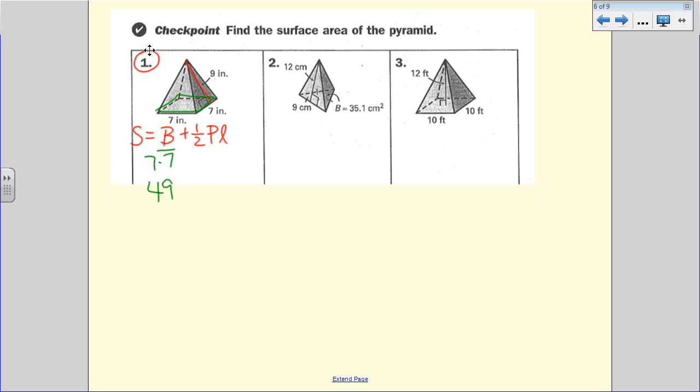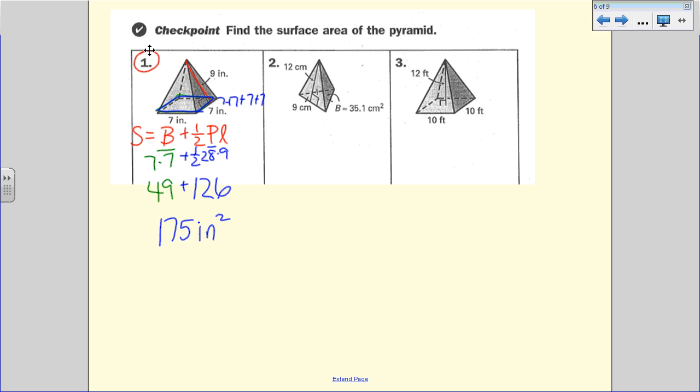We're going to have 1/2 the perimeter, and I need to add those up. So 7 plus 7 plus 7 plus 7 is 28. So 1/2 times 28 times that slant height of 9. So when we take that 1/2 times 28 times 9, I'm going to need to get my calculator. So I'm going to do 1/2 times 28 times 9 is 126. And so when we add those two together, we get 175 inches squared.